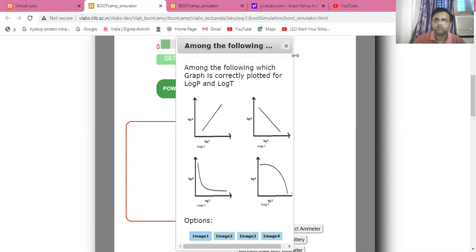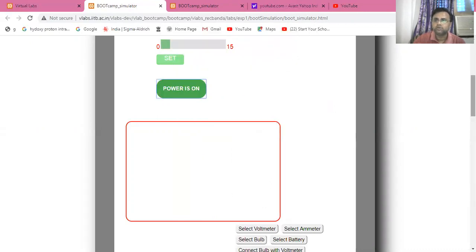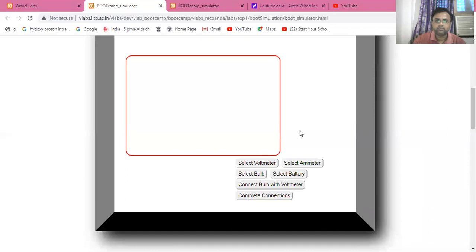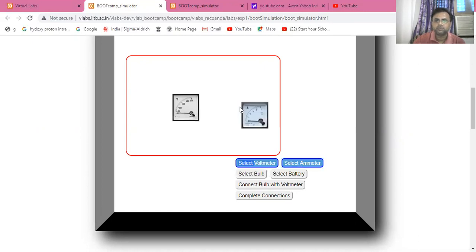Okay, so now we are going to connect the circuit. First select the voltage. We have selected the voltage and pasted it. Then select the emitter. We have selected the emitter here. Now select the bulb. We are selecting the bulb and pasting it here. Then select the battery. Now connect.